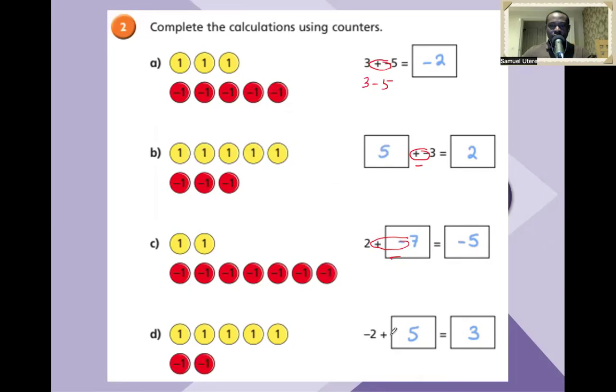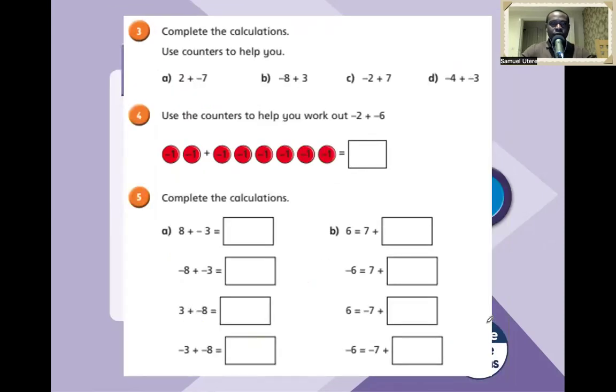This is -2 add 5. You can use your number line to do this. So -2 add 5 means you start at -2 and you do 5 steps forward on your number line. That will take you to 3. Pause the video and answer questions 3, 4, and 5 in 6 minutes.